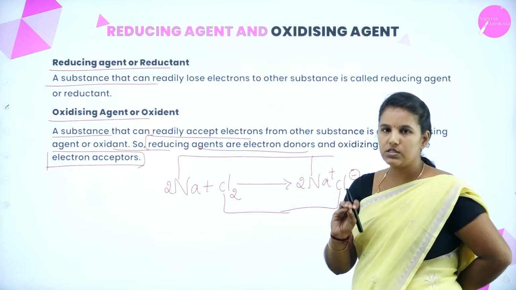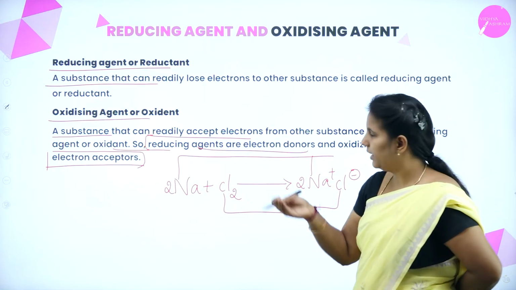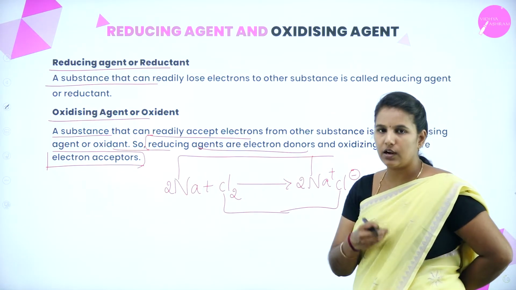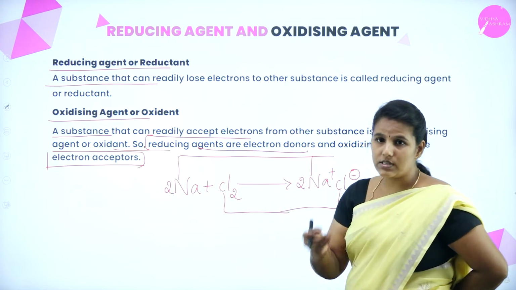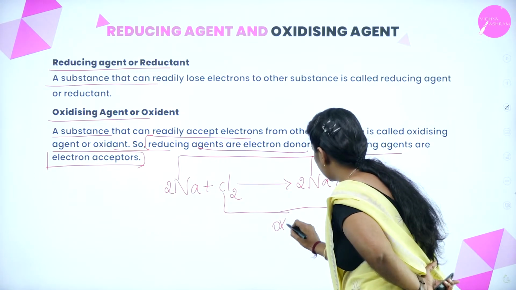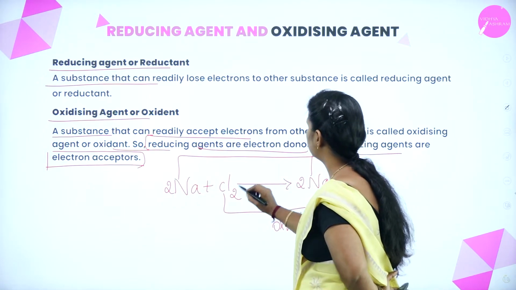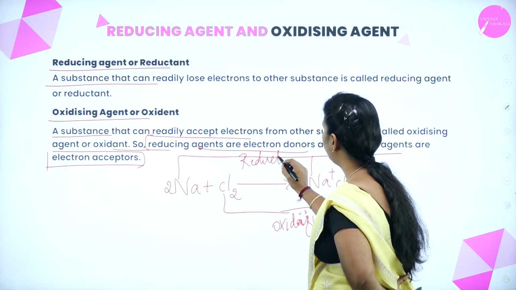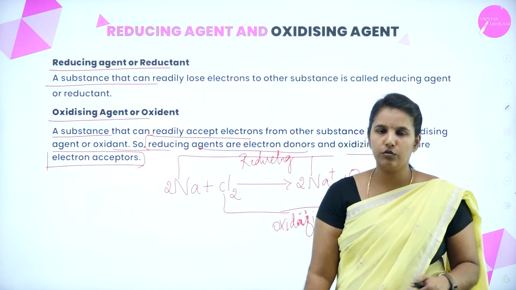So here, which one is known as the oxidizing agent? Which one is donating the electron? Here the sodium is donating the electron. Is it right? Which one is accepting the electron here? The chlorine is accepting the electron, hence it is the oxidizing agent. This is the oxidizing agent, and this one is the reducing agent. Why is sodium known as the reducing agent? Because it donates the electron to the chlorine atom to form sodium chloride.